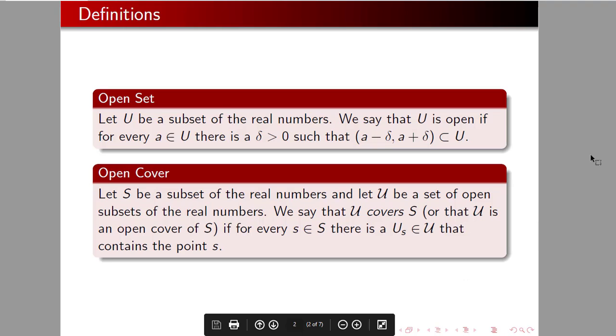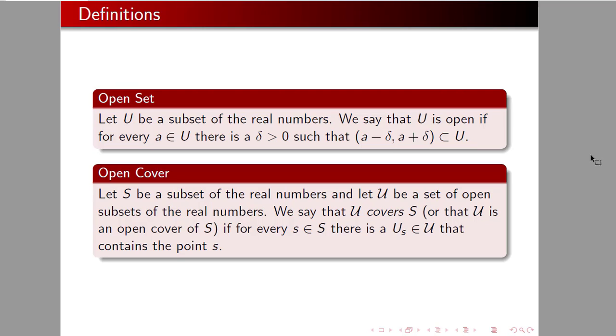Okay, we're going to start out with some definitions. An open set. What are open sets? Well, let U be a subset of the real numbers. We say that U is open if for every a element of the set U there is a delta greater than 0 such that a minus delta to a plus delta, that open interval, is contained in U. So every point in U contains a little elbow room about it that remains in the set.